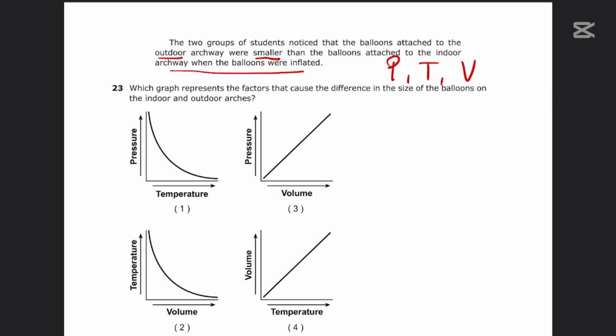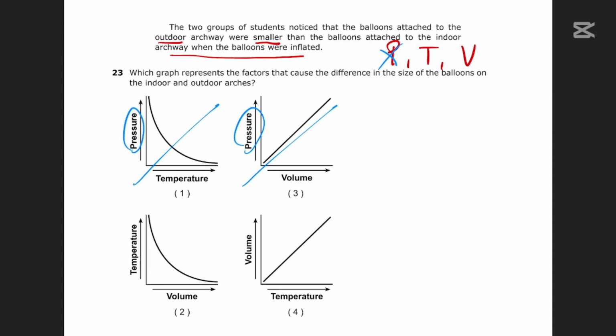If I'm thinking about this, if you have a balloon inside versus outside, the pressure is not going to be any different, so we don't really care about pressure. And then if the balloon is getting bigger in one setting, that's involving volume, so there must be a temperature differential between indoor and outdoor balloons. Okay, so right off the bat, we can get rid of 1 and 3 because those have pressure and we're not caring about pressure in this scenario.